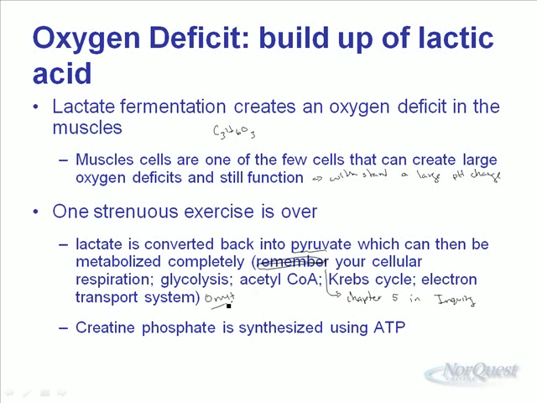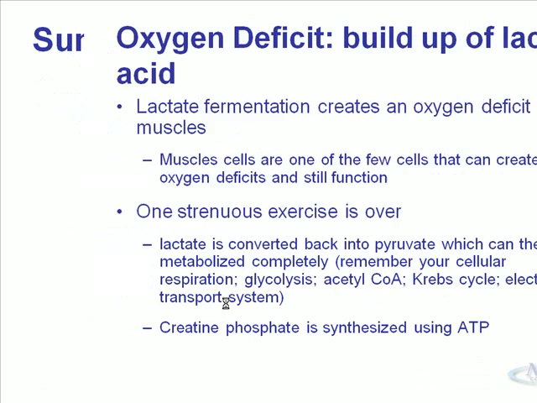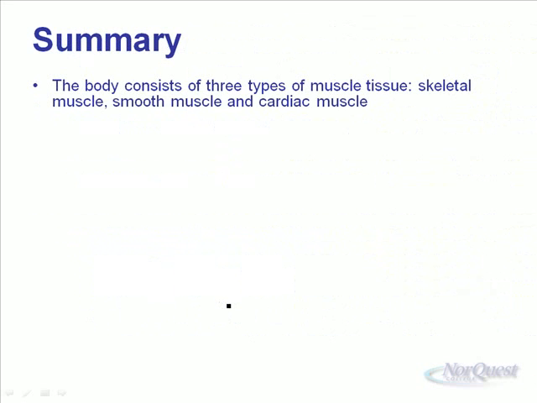So the creatine phosphate is synthesized using ATP. So a couple of things happen as the glucose is metabolized. The first thing that's going to happen is the creatine phosphate supply gets built back up, and then we can actually start metabolizing the glucose to produce ATP. So that's the general idea of how a muscle contracts.